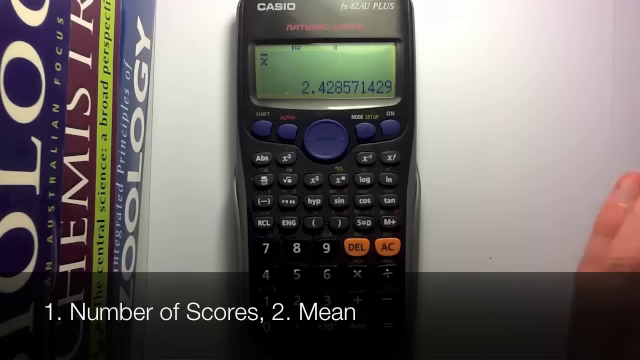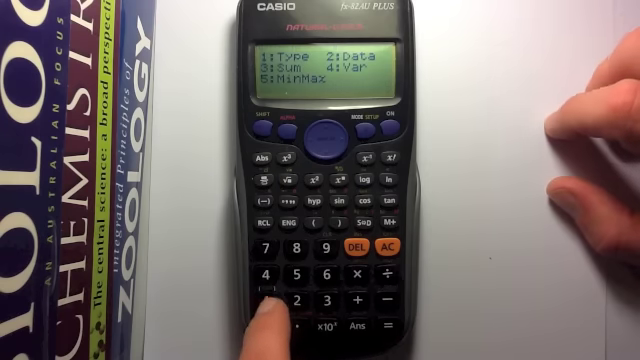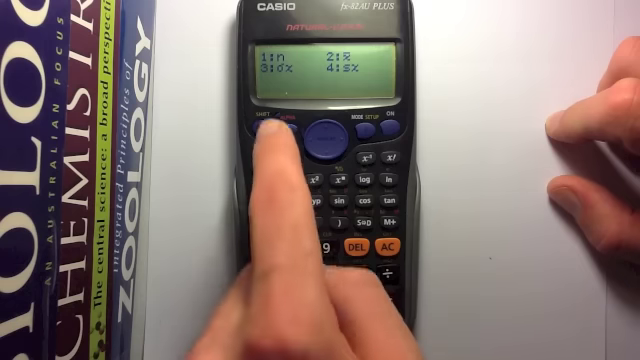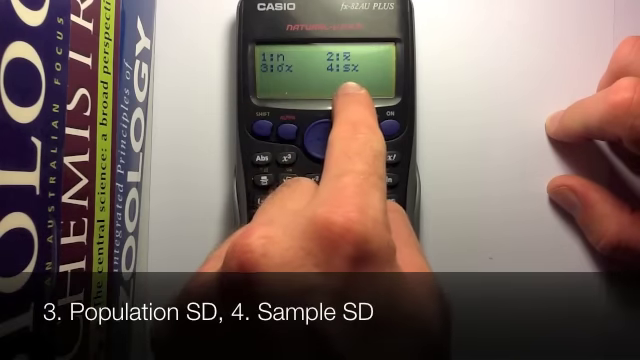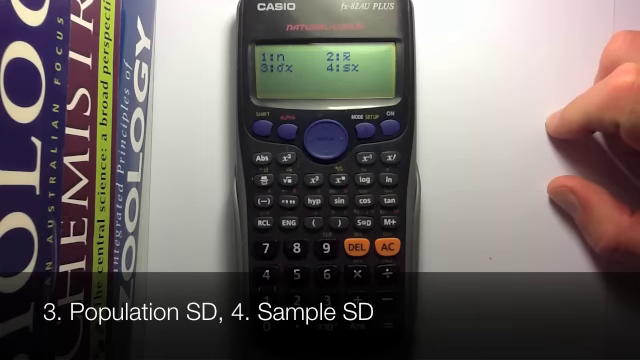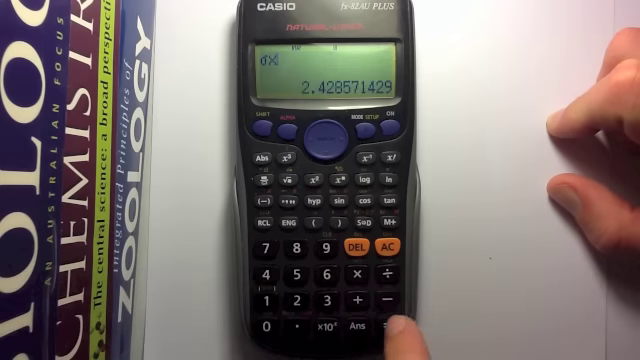Now if I want to find the standard deviation, I press Shift 1 4 and I'm left with two options, this one and this one. Option 3 is the population standard deviation. I use that when I know everything about the data. I know that data comes from a census and it includes everyone. 3 equals. That's my population standard deviation.